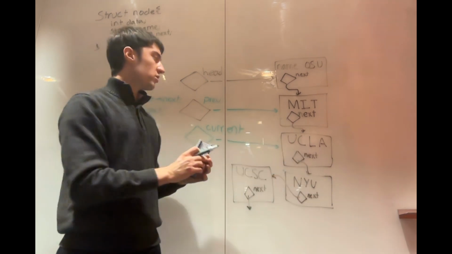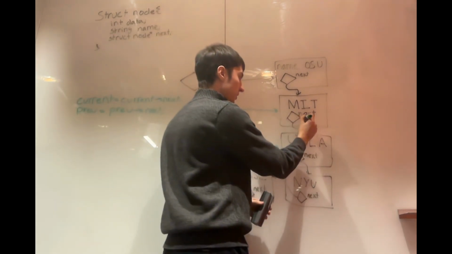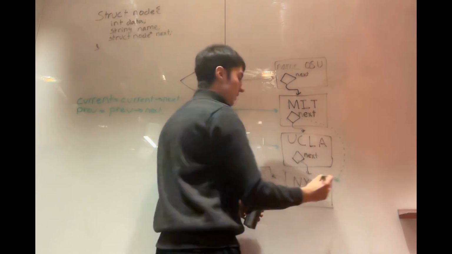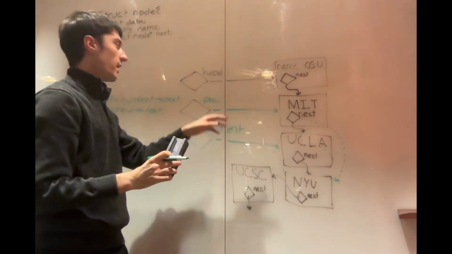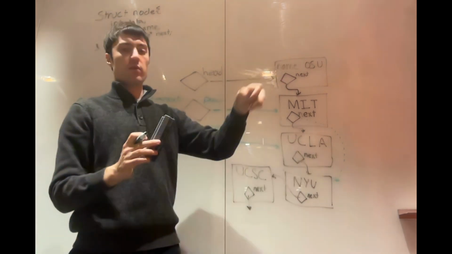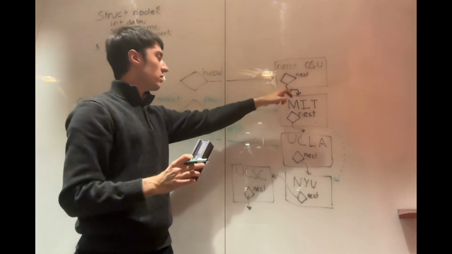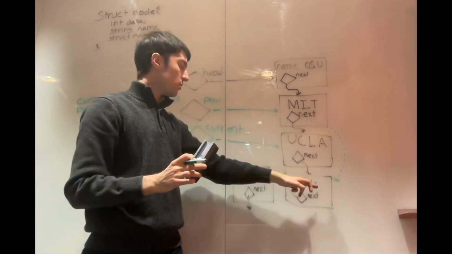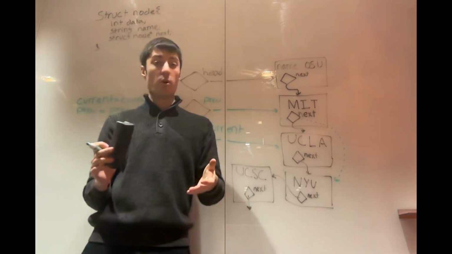Does that make sense? So what's going to happen, we need this, because this hasn't happened yet. We need it like this. And so what's going to happen? You access head, it's the first subway station. You come down to MIT. Then from MIT, you go down to NYU. Well, that looks like what we want.